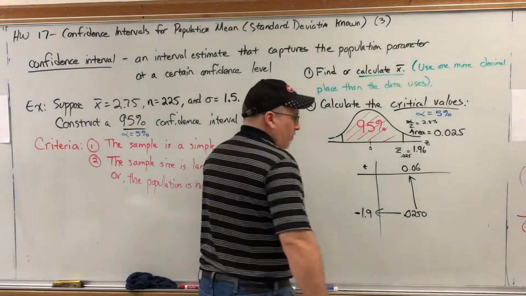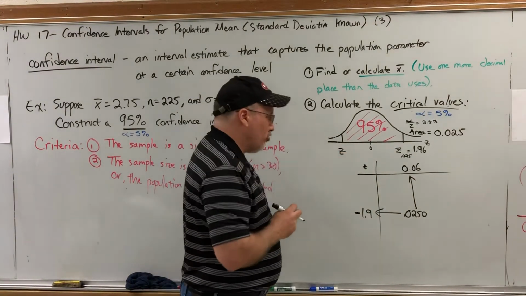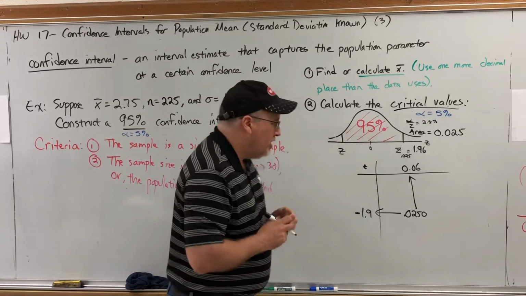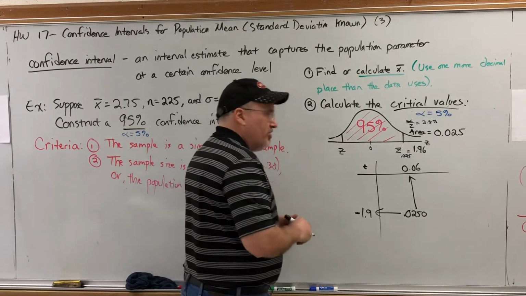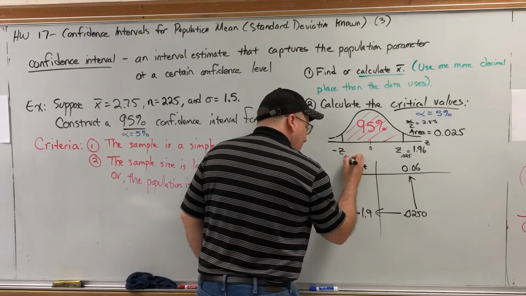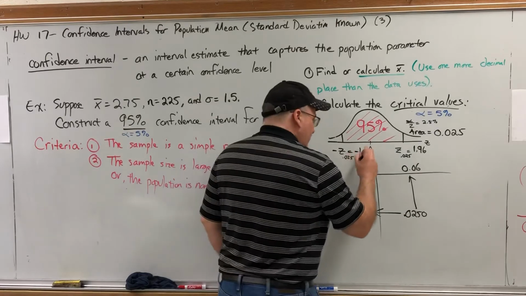So what's the z over here? Well, if we were to write it using the subscript notation, we would have to subscript it with the area to the right of it. But because of the symmetry of the distribution, we know it's just going to be the opposite of that z. So it's going to be negative 1.96.